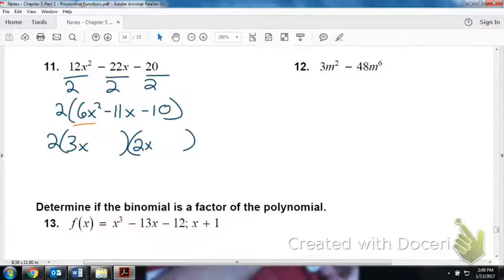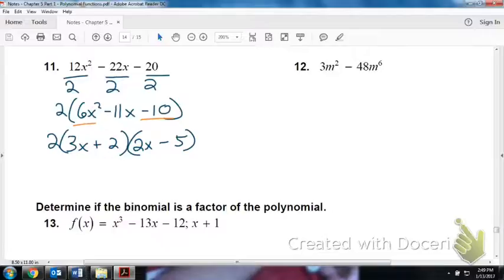Two things that multiply to the right: 5 and 2, 10 and 1. I'm going to do 5 and 2. I think that's going to work out. 2 times 5. And it's a negative 10, so one of them has to be negative. I think that is the correct combination.